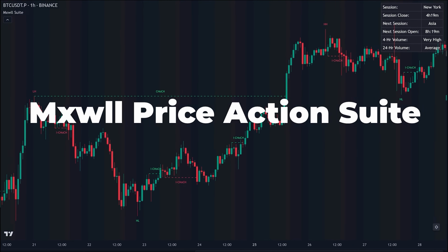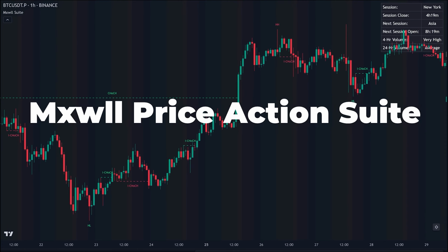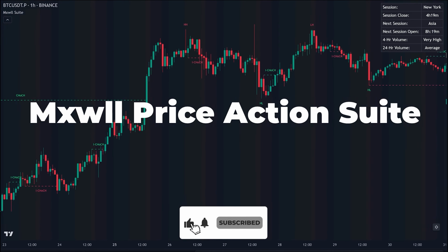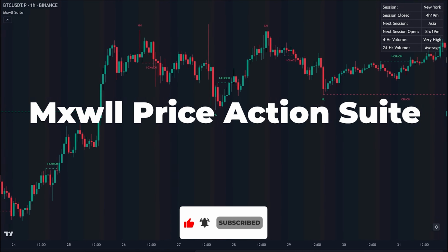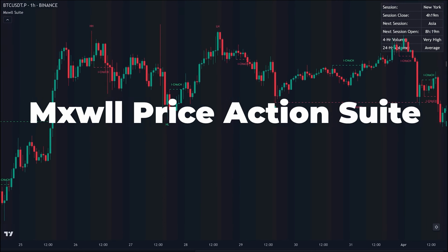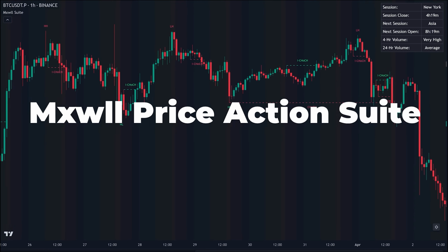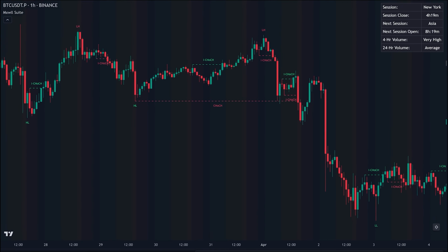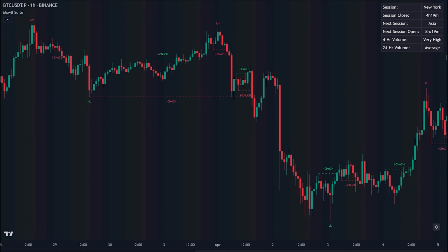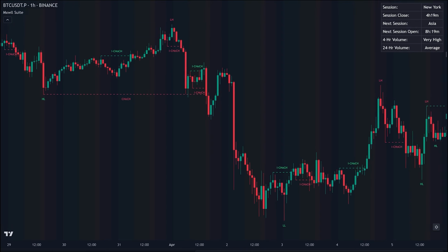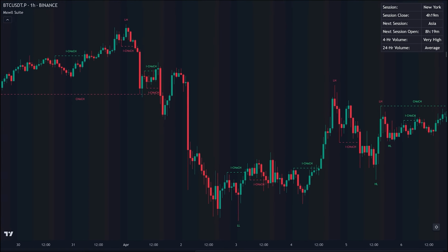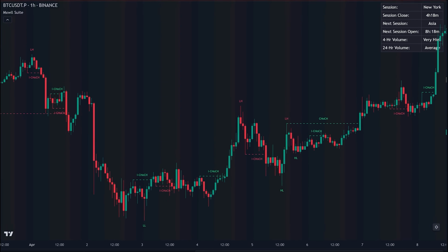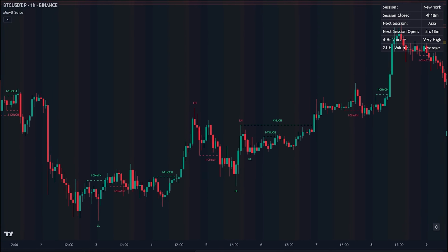This essential indicator is designed to enhance your trading performance by providing support and resistance levels, dynamic market structure analysis, and trend identification. Whether you're a beginner or an experienced trader, this guide will help you refine your strategies and manage trades more profitably. We'll explore each feature of the Maxwell Price Action Suite, show you how to set it up, and demonstrate how to use it in real trading scenarios. Let's get started on this exciting journey.